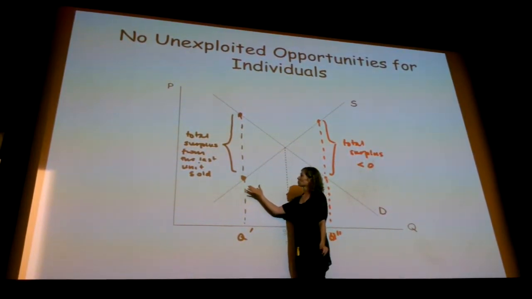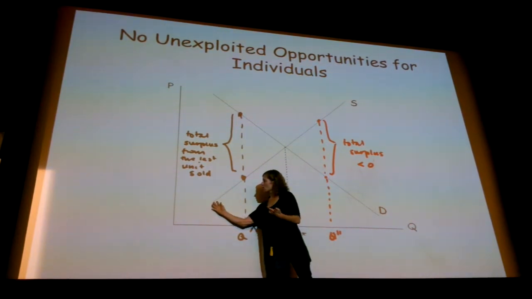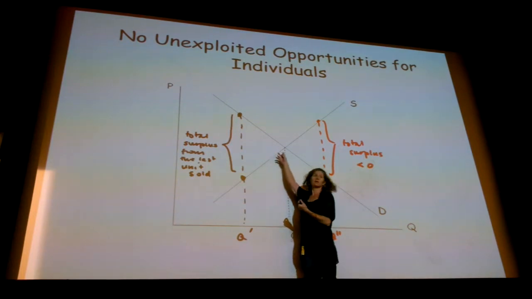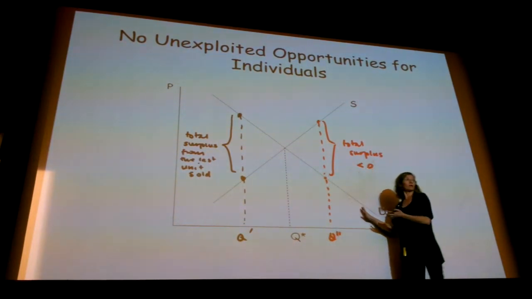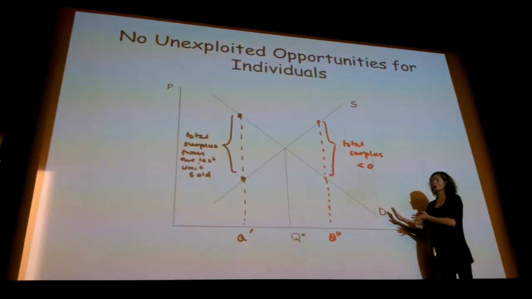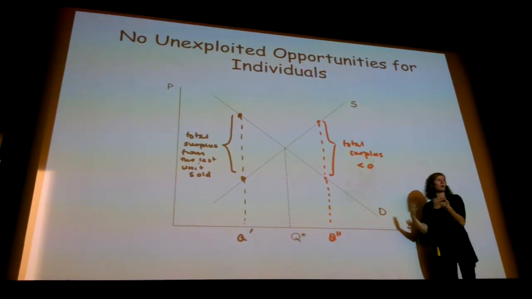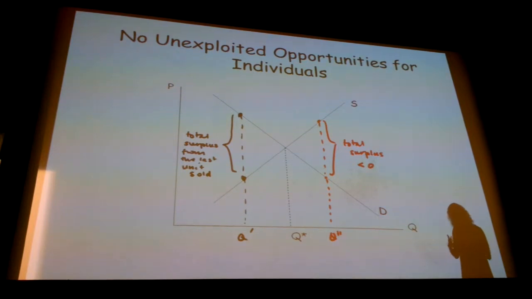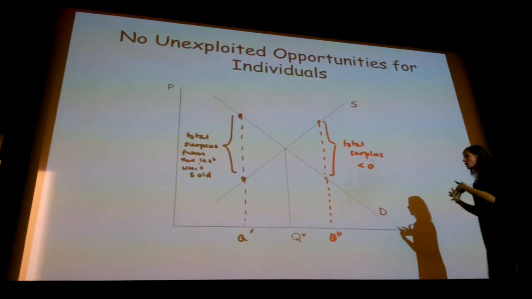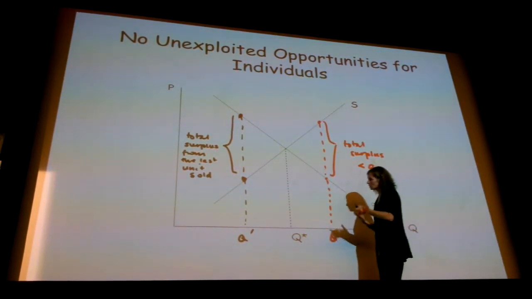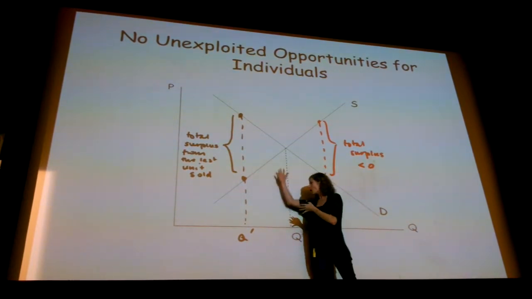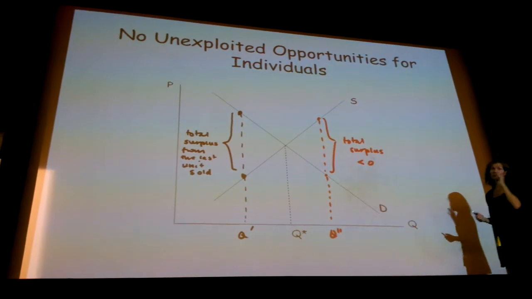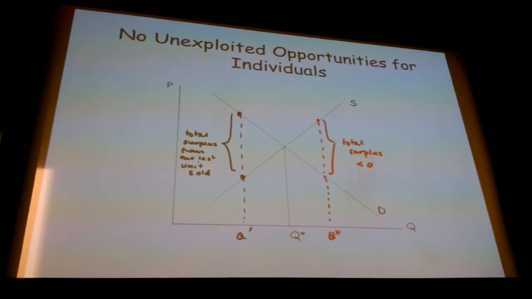that all of the gains to individuals that are mutually beneficial take place, and none of the ones that are negative, that reduce surplus, take place. And that's what we mean by there are no unexploited opportunities for individuals. Firms and consumers are taking advantage of and exploiting all of those potential beneficial trades. Okay, so that's something that's really nice about the market equilibrium.